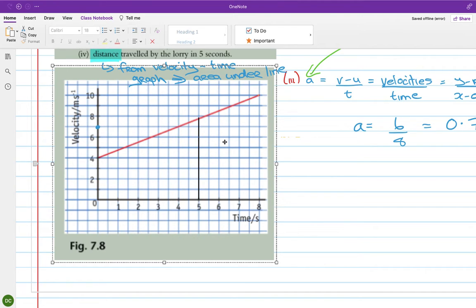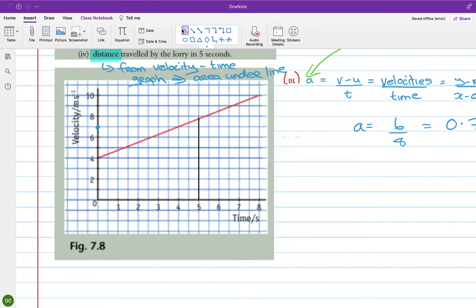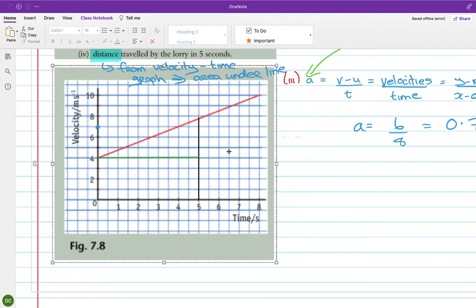Now, same as what we were talking about the other day, that's not a shape that we know. So what we do is we split it up and turn it into a shape that we know. So the bottom bit down here is a rectangle, and the top bit up here is a triangle.